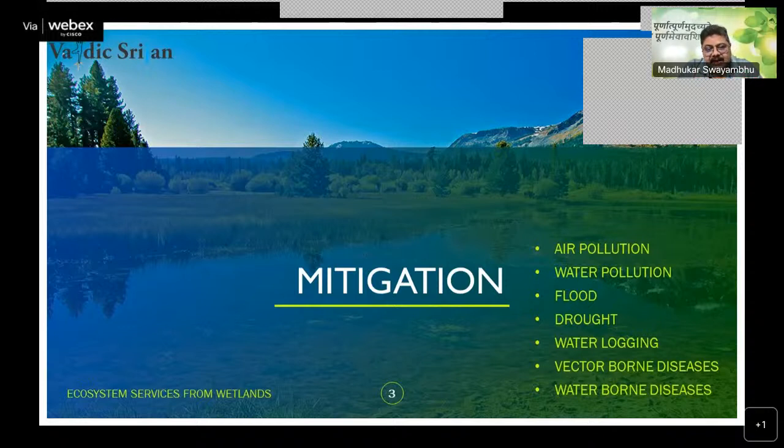So this is again a natural process. During heavy downpour, during the monsoon period, the surface water body will have a higher pressure. So the water will straight away go to the aquifer, recharging the aquifer through the soil capillaries. And the reverse of it will happen during the peak of summer when the evaporation rate is high. Water will be pulled up from the aquifer and the water body will remain perennial. So this is another kind of mitigation service.